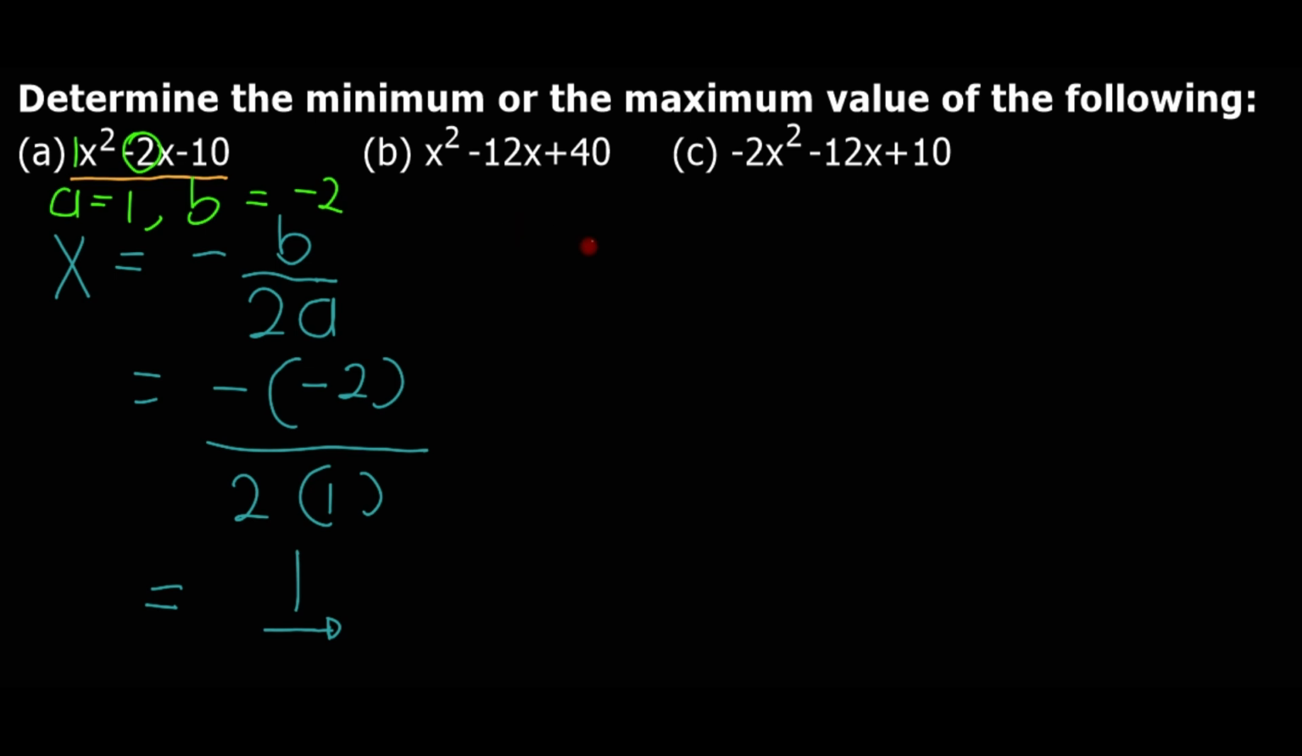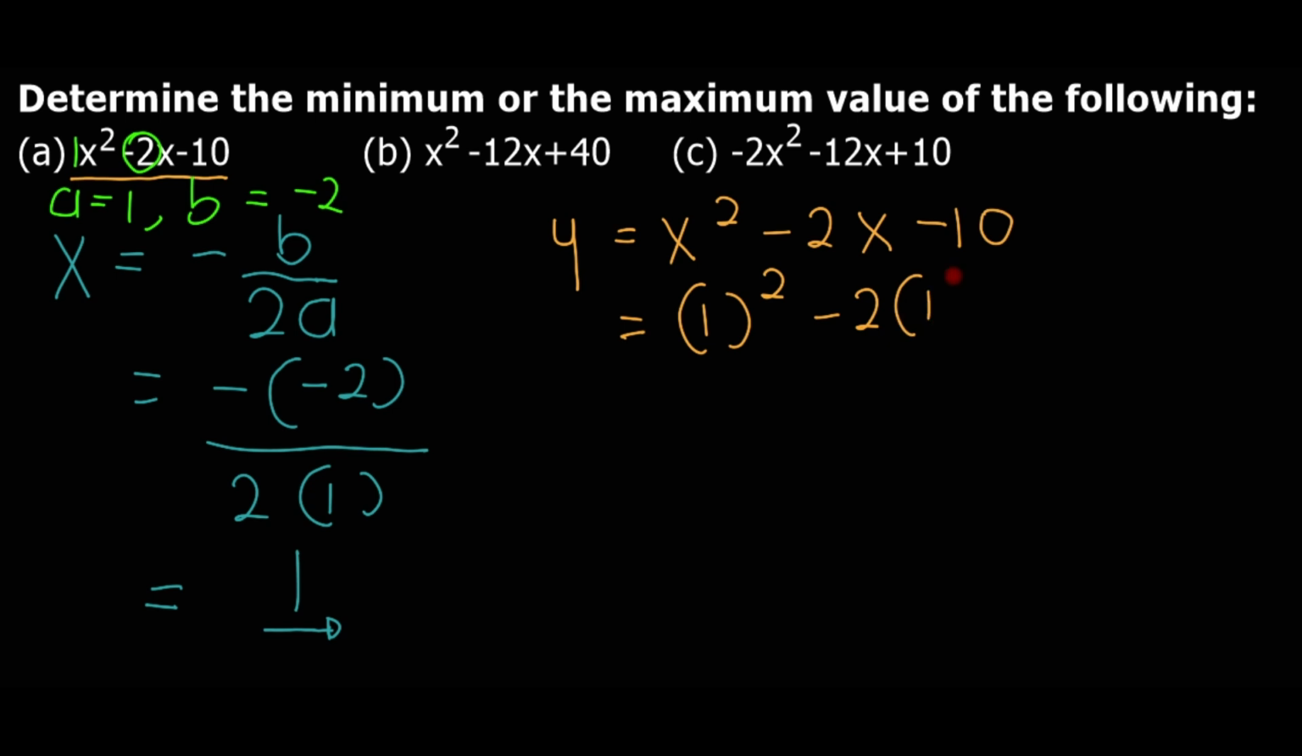Basically, this is just the equation y equals x squared minus 2x minus 10. And then now we want to find out y, which is the value of q. So we substitute x with 1. And then it gives us negative 11. And then that is the value we get. Therefore our q is negative 11.